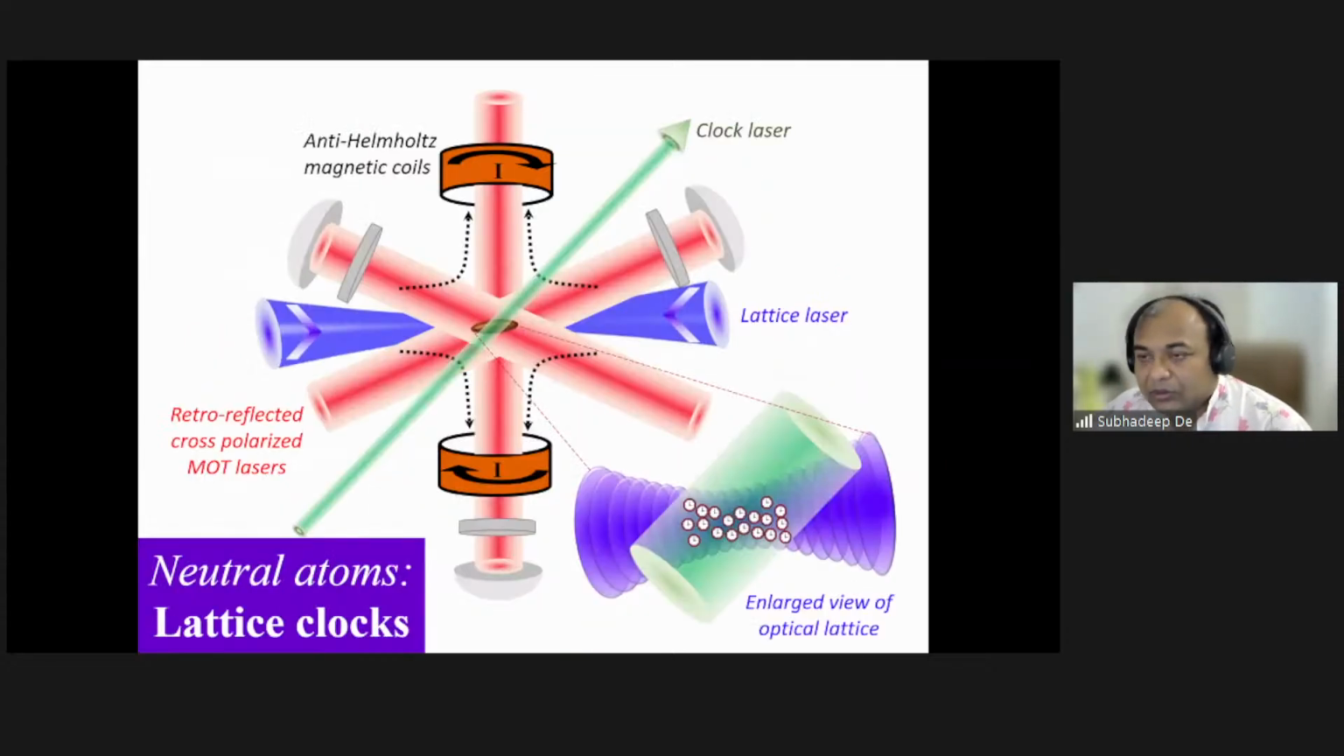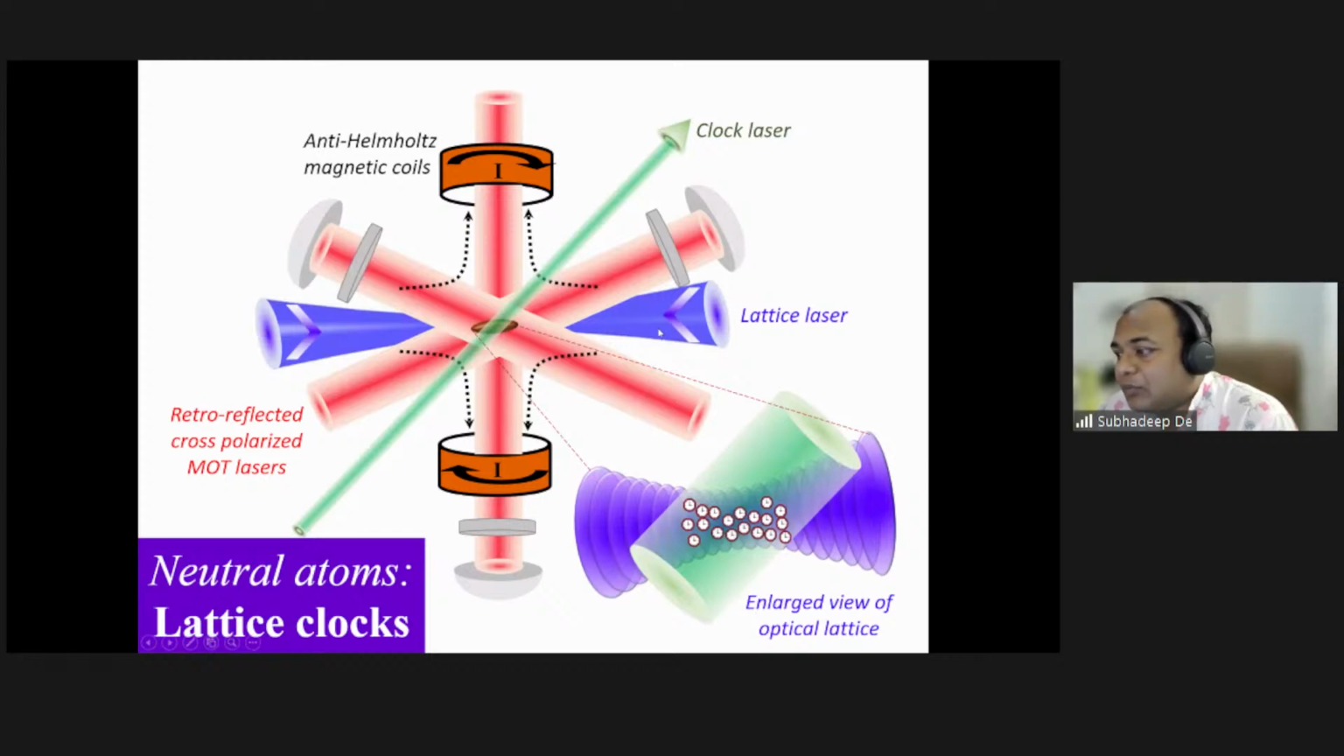Okay, so now we have understood, in more or less detail, how the ion clock works. Now we are going to neutral atom clocks. As I said, neutral atoms are another very important area where one can build a very accurate clock. And this is a pictorial representation of the neutral atom clock. What you see here, these red ones are the magneto-optical trapping laser lights, and this blue one is the optical lattice or dipole trap. And these are magnets.